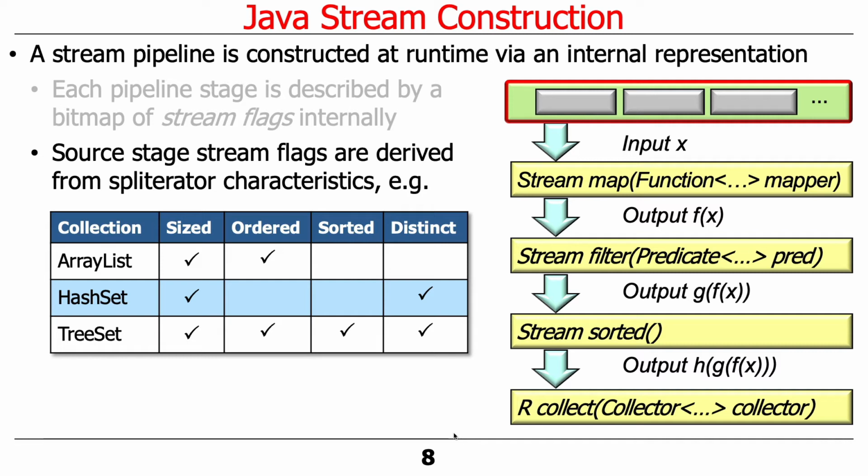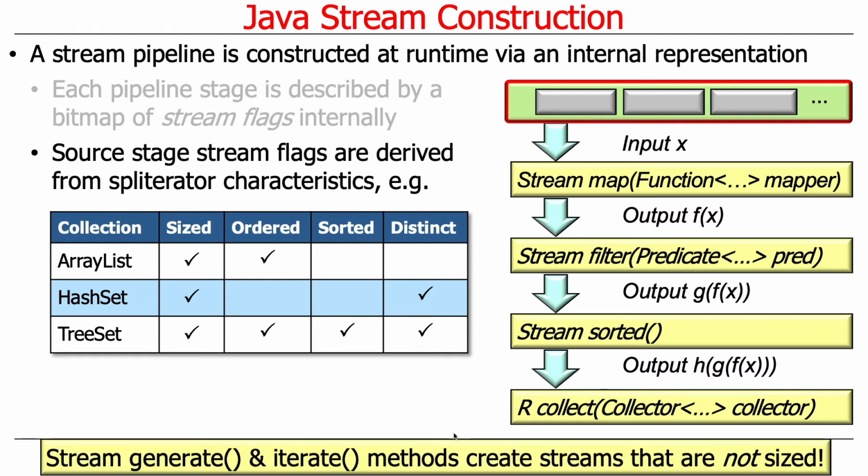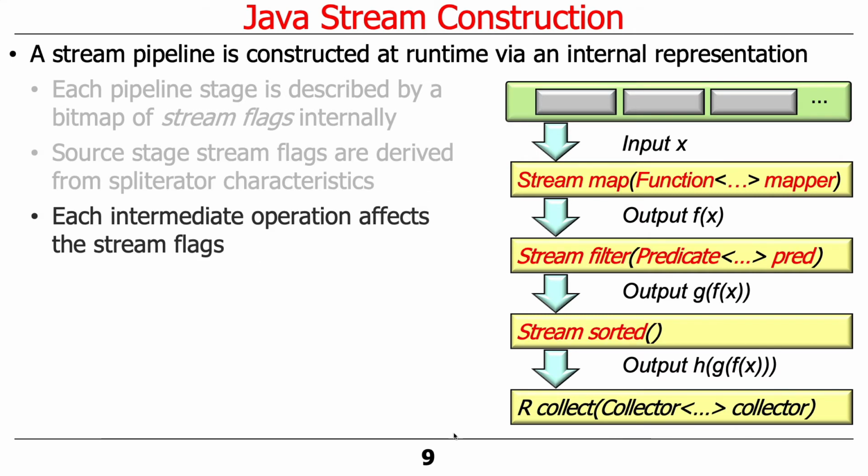And that information is then going to be used in ways we'll talk about in order to do optimizations of the stream. Keep in mind that the generate and iterate methods that create streams are not sized. As we talked about before, iterate could go on forever, so we don't know the size. Generate's the same thing. Generate could generate forever. Now, typically in practice, we limit the amount of elements that are created by unsized factory methods like iterate and generate by using various short circuit operations like limit, for example. But at least from the point of view of the source of the data, they're not known to be sized.